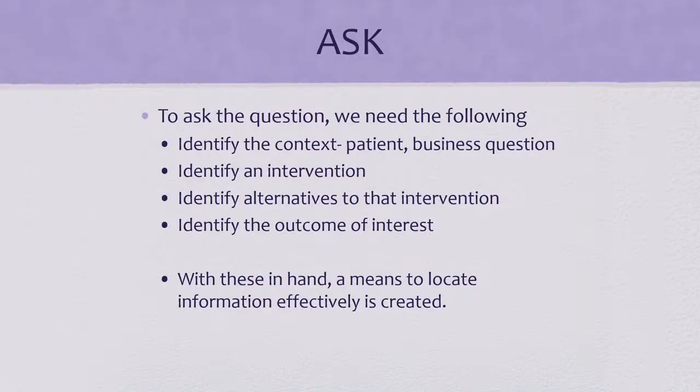Now, again, depending on where you are in the discipline, you may format this somewhat differently. But to ask a question, these are the critical elements. First, what's the context? Is it for patient care? Is it for a business question? Is it for a more general educational question? We need to find an intervention. An intervention is an answer. So for patient care, it might be a treatment. For a business setting, it might be an approach to answering the question. We should identify alternatives to that intervention for comparison purposes. Sometimes there may be nothing that we can compare things to, and that's okay. And then finally, we need to look at the outcome of interest. What is it that we hope to be able to do when all is said and done?